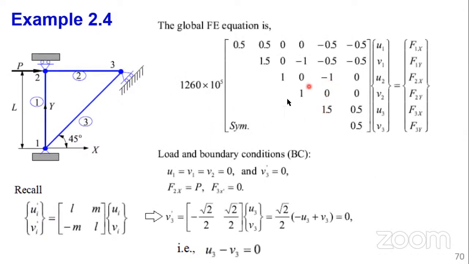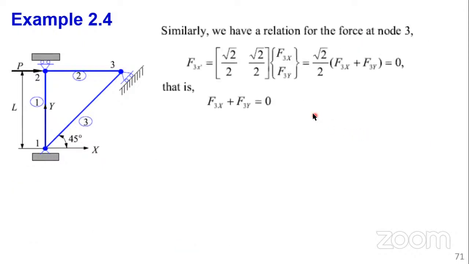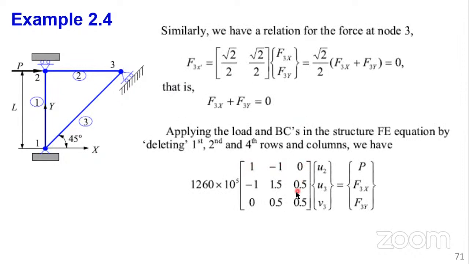How? If you apply the boundary condition, U1, V1, and V2, okay? U1, V1, and V2. So we can remove those rows, the first, second, and the fourth row, and the first, second, and the fourth columns. We can remove them, okay? And then we also employ the conditions. You see, we didn't know this F3, but we can utilize this equation and know F3x is equal to minus F3y.